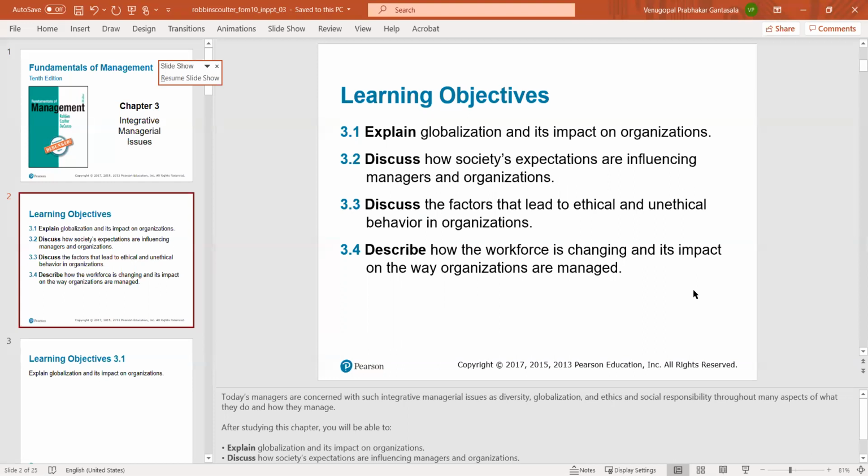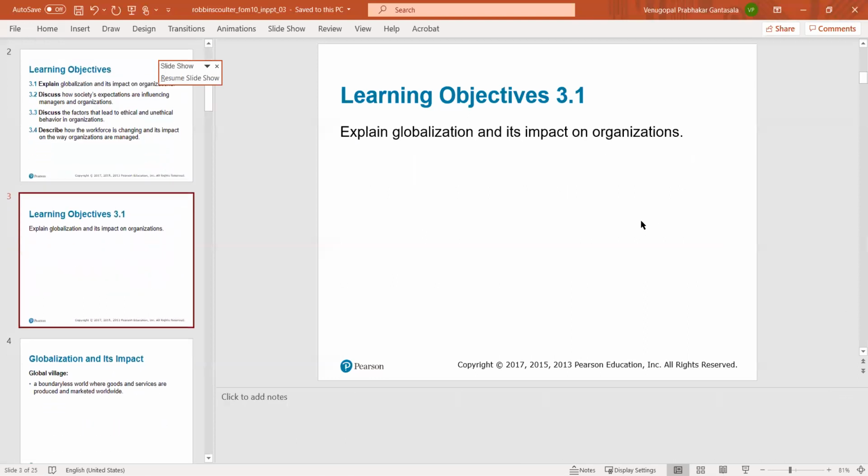And the last one, describe how the workforce is changing, the nature of the workforce, diversity in the workforce, and the use of technology and how we can manage this kind of diversity using technologies in a better way. So that's a brief introduction to the learning objectives. So the first one, obviously, we are going to discuss globalization and its impact.